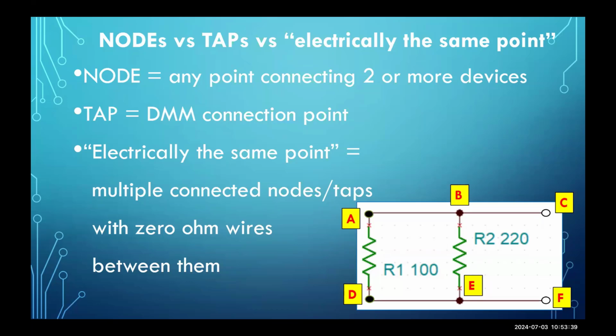Then the third bullet point, this phrase, electrically the same point. This is a very common phrase. What does it mean? What it means is there are multiple connected nodes and taps with 0 ohm wires between them, okay? Electrically the same point. It's not a singular point, but it could be multiple connected nodes and taps as long as they're connected with 0 ohm wires between them. No devices. So let's go ahead and see how we clarify this.